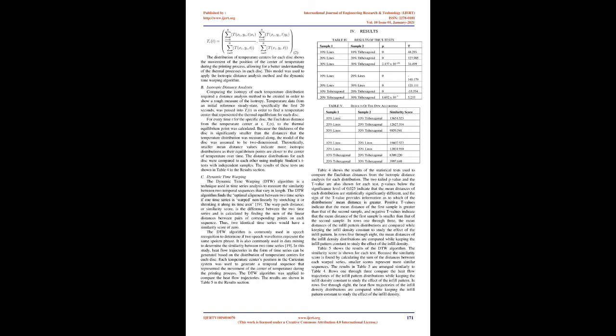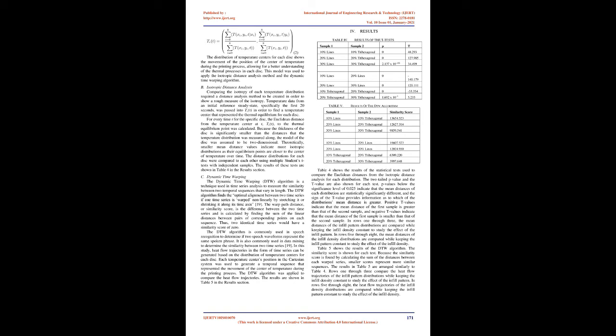Each temperature center's position in the Cartesian system was used to generate a temporal sequence that represented the movement of the center of temperature during the printing process. The DTW algorithm was applied to compare the heat flow trajectories. The results are shown in Table 5 in the results section.